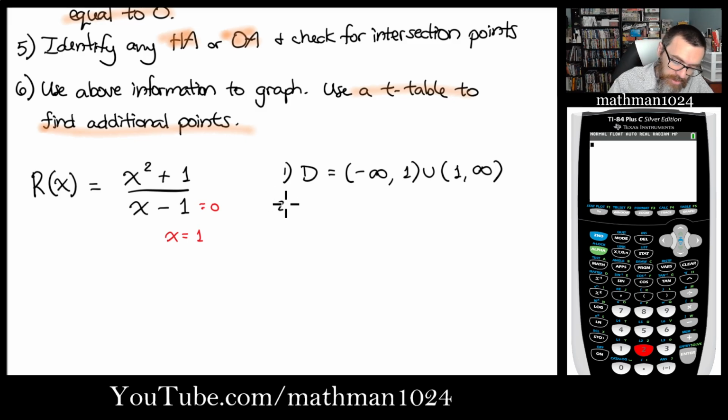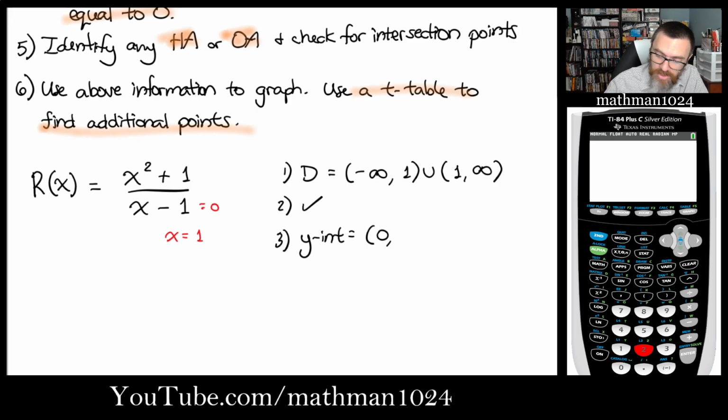Okay. Step number 2 is to write our function in lowest terms. Well, since x squared plus 1 doesn't factor, this guy is in lowest terms. So this part is done. All right. Is 0 part of our domain? Well, yeah, 0 is going to be in this little part right here. So we can identify the y-intercept as being 0, something.